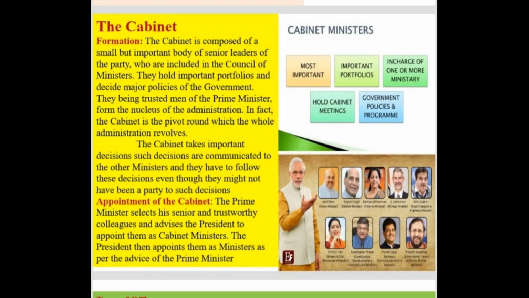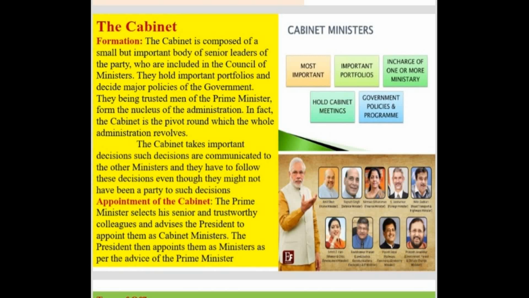Here, what do you mean by pivot? Means very important. So the cabinet selected by the Prime Minister is very important in the administration, because they will be the heads of all major departments and ministries, and the Prime Minister will be completely dependent on these cabinet ministers for taking any decisions of the government. Any key, very important decisions of the government are taken in consultation with this cabinet.